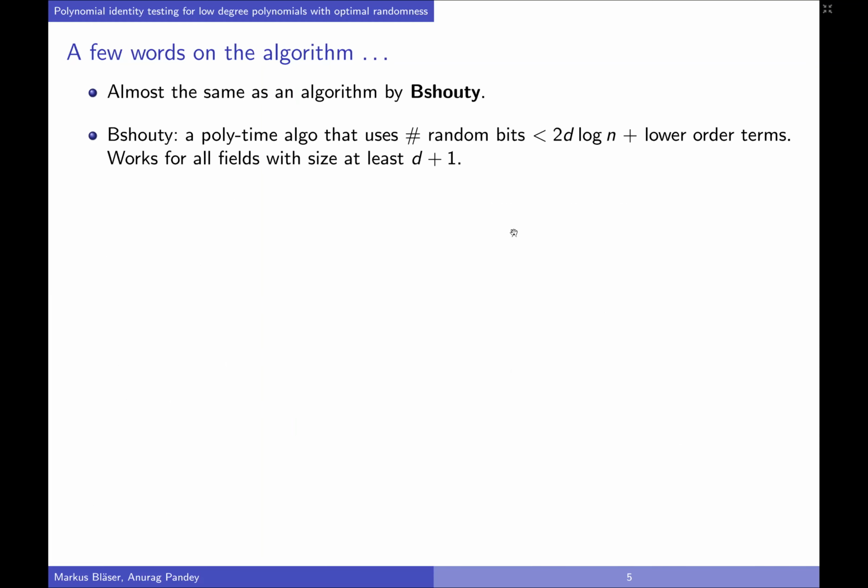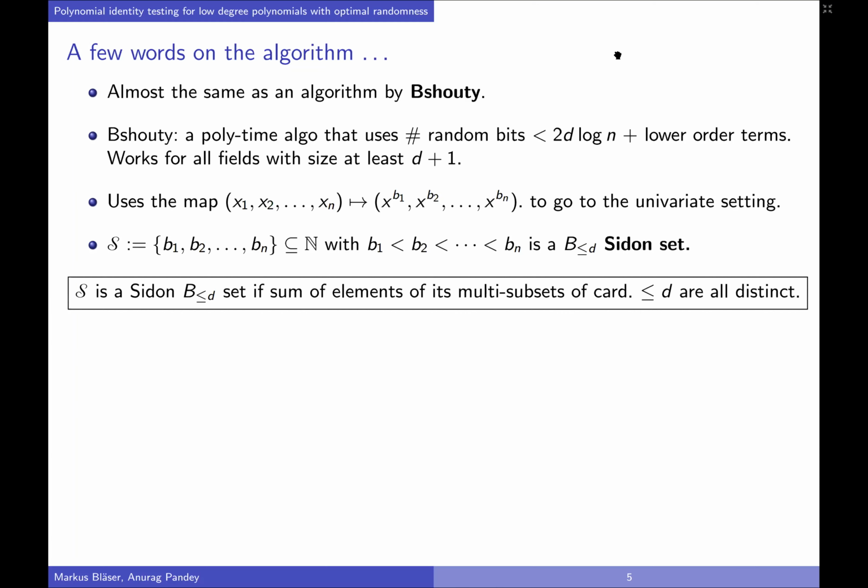Our algorithm is almost the same as an algorithm given by Bshouty, who gave a polytime algorithm that uses a number of random bits which is something like 2d log n, and it worked for all fields of size at least d plus 1. And one of the crucial steps in his algorithm was to reduce the problem to the univariate setting using this map: x1 to xn goes to x to the b1 to x to the bn. And this b1 to bn satisfied a property that is called a Sidon set.